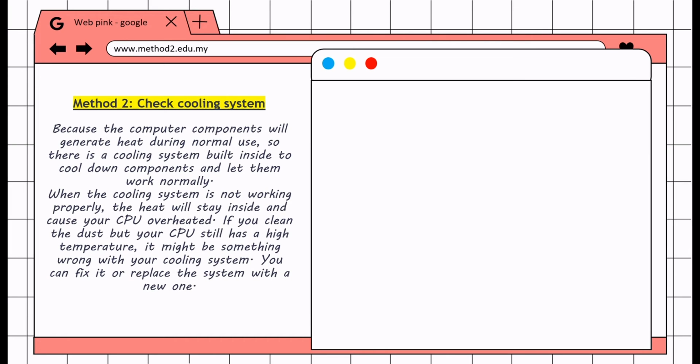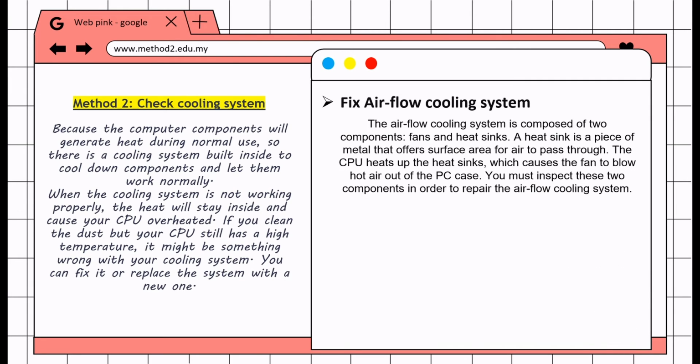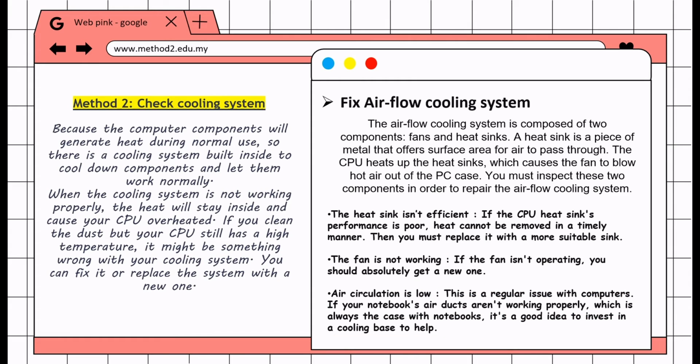Method 2. Check your cooling system. There is a cooling system built inside to cool down components and let them work normally. When the cooling system is not working properly, the heat will stay inside and cause your CPU to overheat. You need to fix the airflow cooling system. If the CPU heat sink's performance is poor, the heat cannot be removed in a timely manner, so you must replace it with a more suitable sink. If the fan isn't operating, you should absolutely get a new one. If the air circulation is low, you need to invest in a cooling base to help.